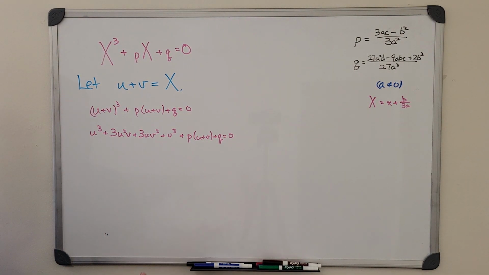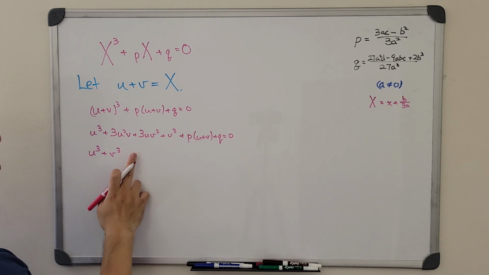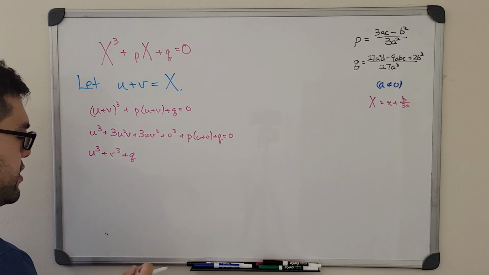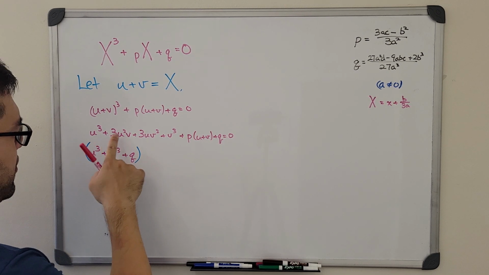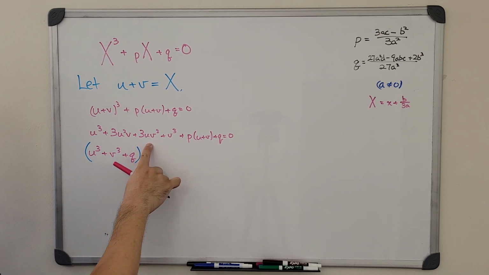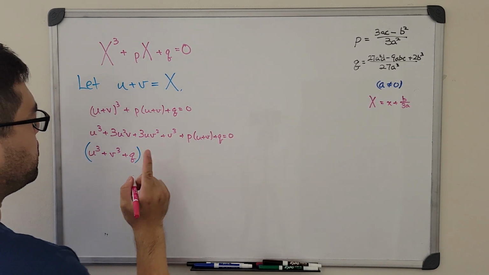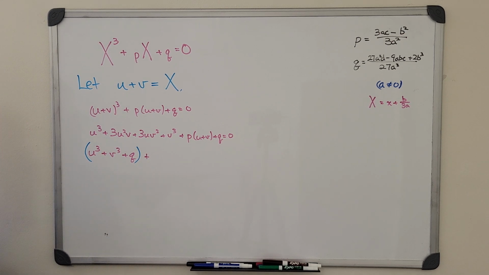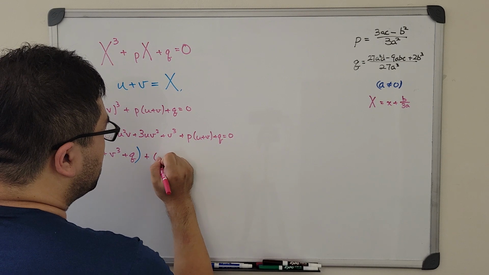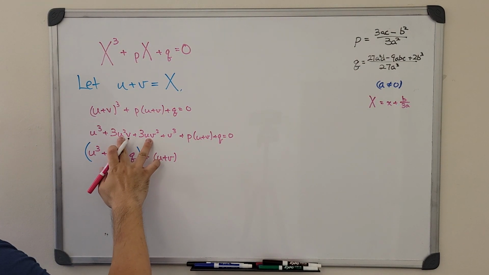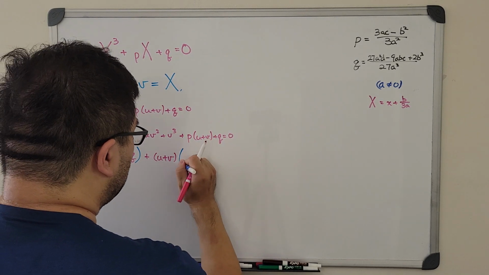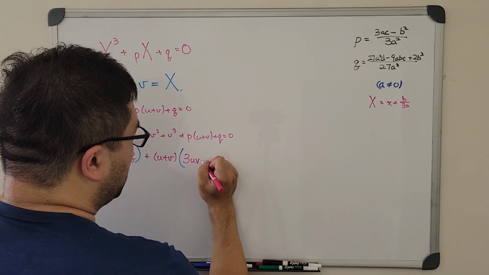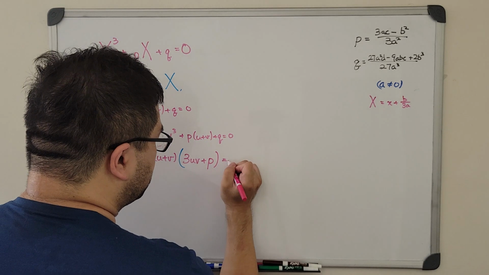Good. And then what he did is he decided to group some of the terms together. So he grouped the u cube and the v cube together, as well as the q. So let me put a big parenthesis like this. Then for the remaining term, we have 3u squared v, 3uv squared, and then the p times the quantity u plus v. So for the first two terms, we can factor out 3uv so that we end up with u plus v. And we now can just factor the u plus v from these two terms. So the first two terms will now become 3uv and then plus p, which is equal to 0.